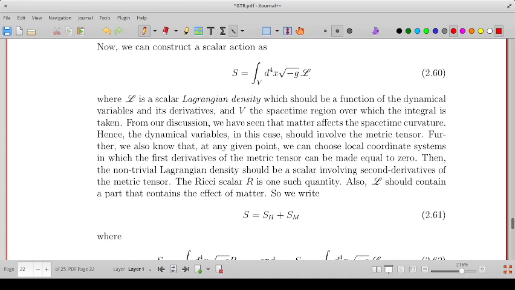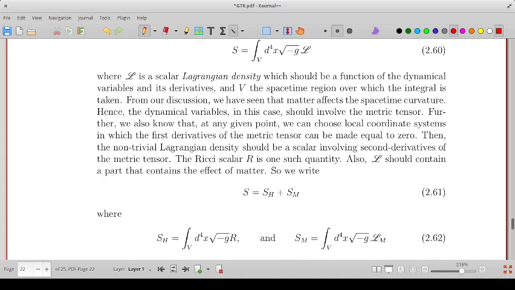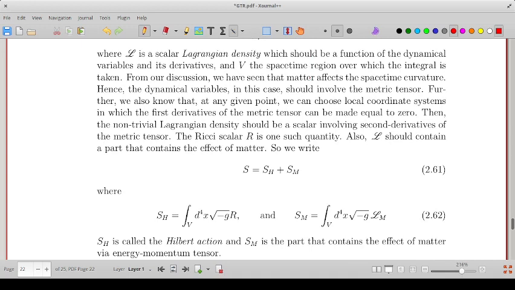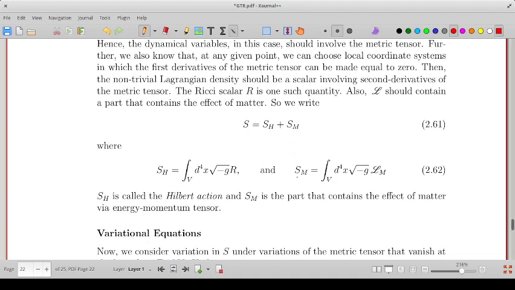Now the Lagrangian should also involve the effect of matter. So we separate the Lagrangian into two parts. The first one we call, say, SH, the Hilbert action, and the second one involves the effect of the matter, and we call it the matter part of the action.